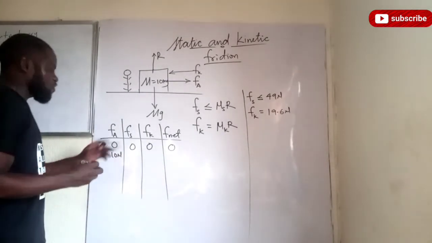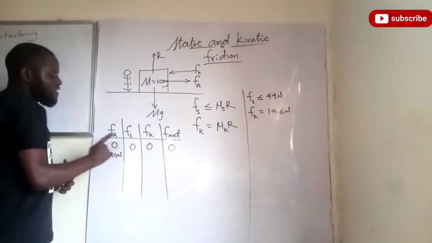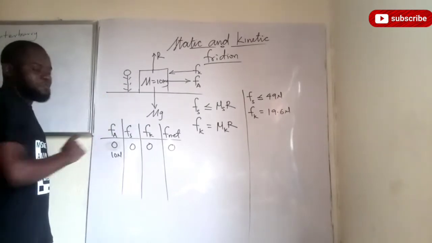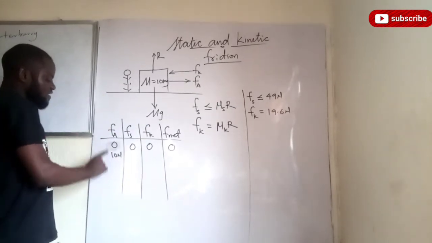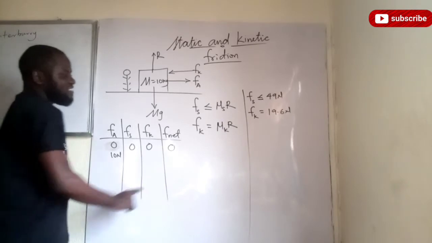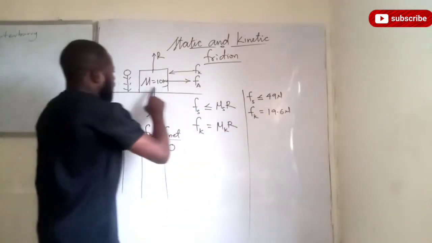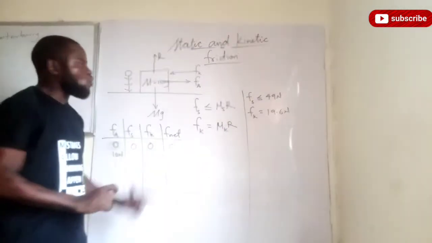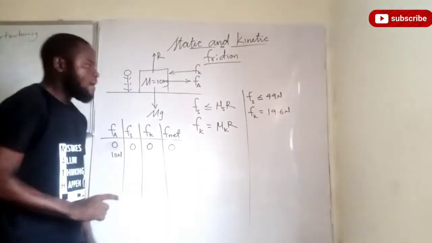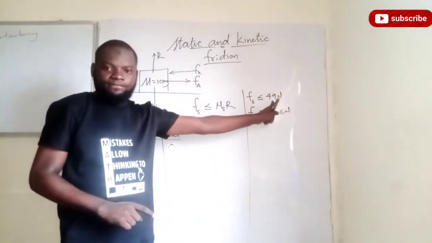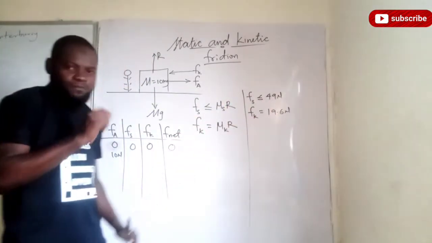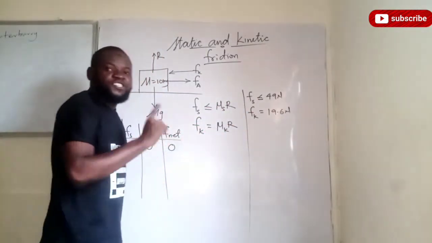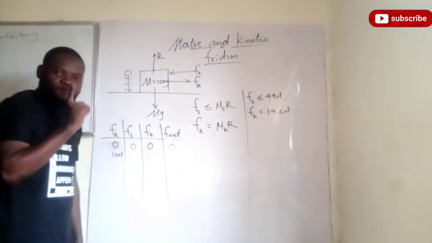If I apply a force of 10 Newton to this body, what will be the static frictional force? What will be the kinetic frictional force? And what will be the net force on this body? Mind you, this is 10 Newton, right? But the maximum static frictional force of this body is 49 Newton. That is, the minimum force to cause this body to start moving is 49 Newton. Are we together now? The minimum force to cause this body in motion should be 49 Newton, which is the maximum static frictional force.